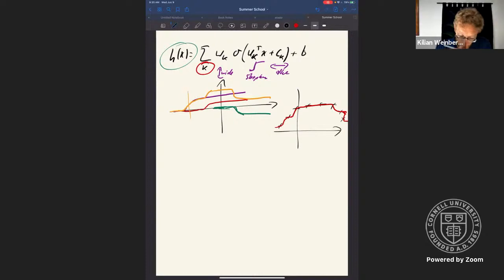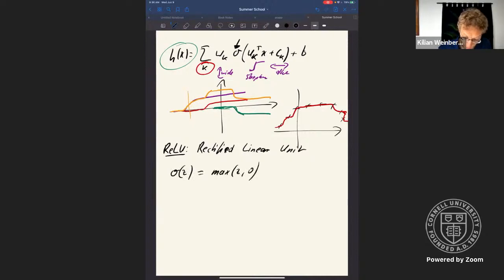In practice, people rarely use the sigmoidal unit as these interim functions, and the reason is very simple: you have a lot of flat regions, and these flat regions are hard to optimize because you have no gradient there. So if you use gradient descent, it's tricky. So what people do instead is define a different, what we call, transition function. Nowadays, what's all the rage is the rectified linear unit. You basically say sigma of z equals max(z, 0).